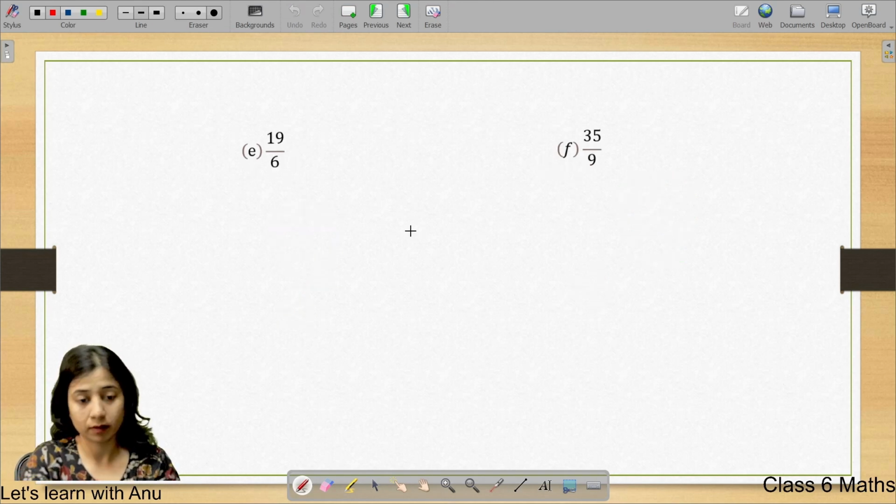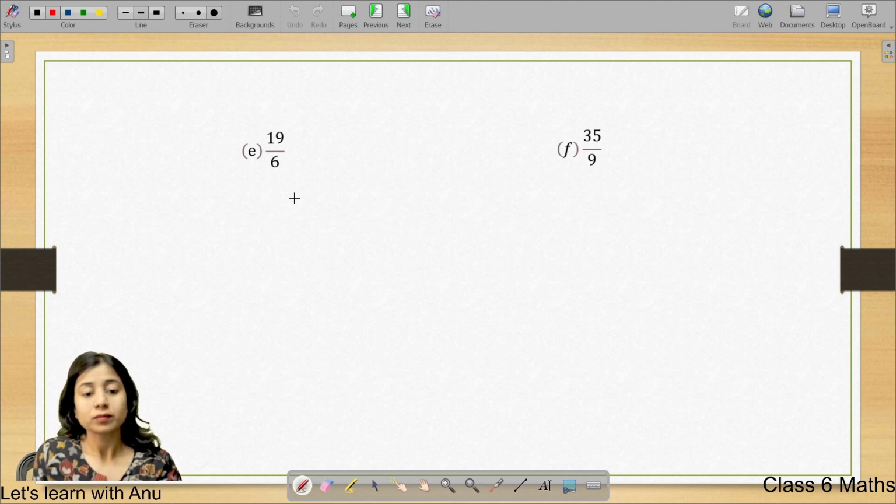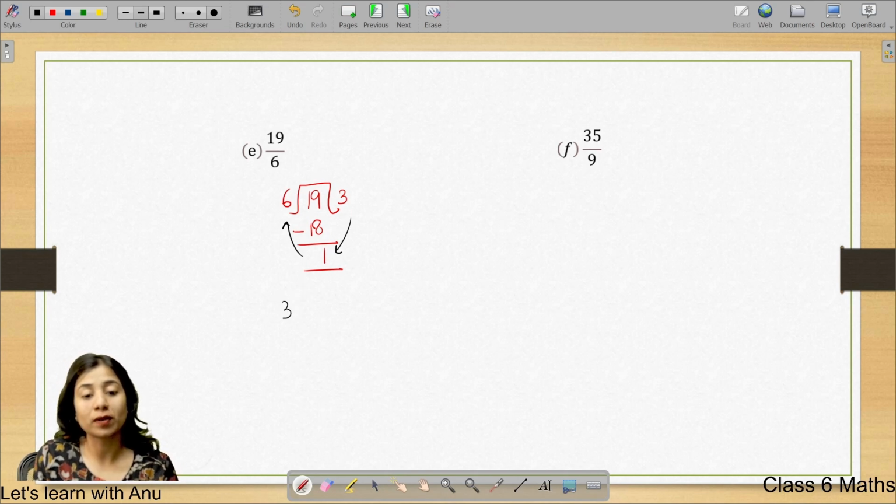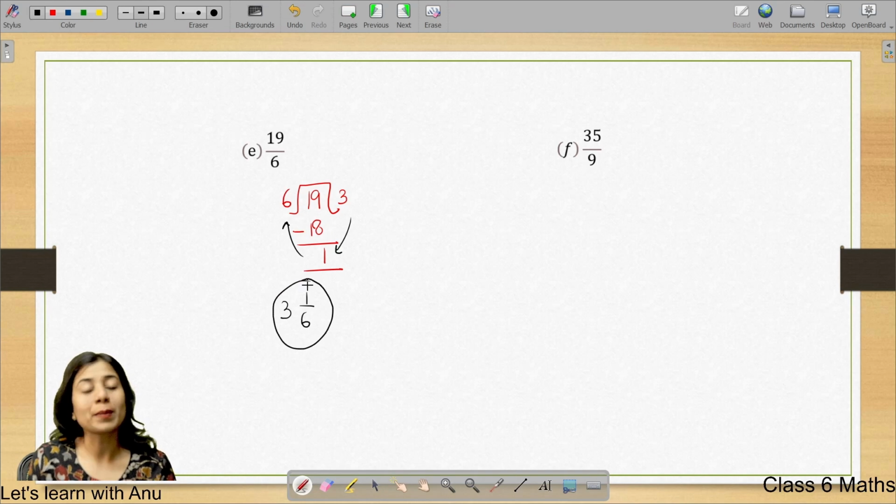Moving ahead, E part, 19 by 6. So let's divide. 19 is the dividend, 6 is the divisor. We know that 6 times 3 is 18. So 19 minus 18 is 1. Now again going in clockwise direction starting from the quotient, the answer comes out to be 3 1 by 6. So this is the mixed fraction.